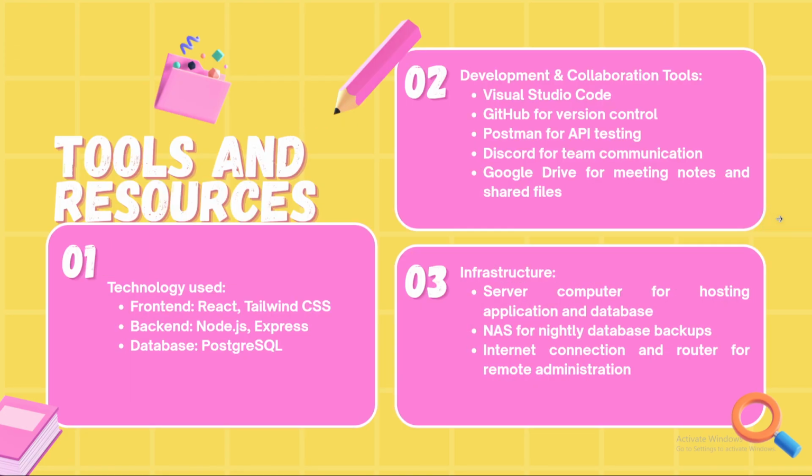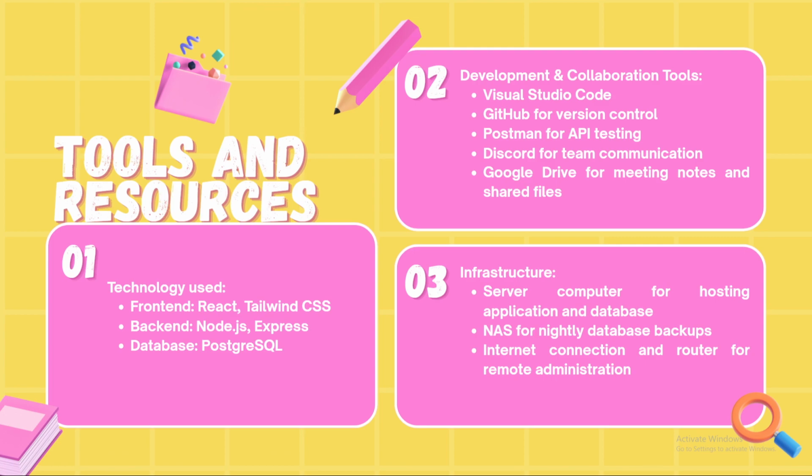Now, for the tools and resources, the technology that's going to be used for the front end is React and Tailwind CSS, while the back end is going to be Node.js and Express. For the database, it's going to be PostgreSQL. For the development and collaboration tools, it's going to be VS Code, and then GitHub for version control, Postman for API testing, Discord for team communication, Google Drive for meeting notes and shared files, and NAS as the infrastructure. A server computer is going to be used for hosting the application and database. NAS is going to be used for nightly database backups.